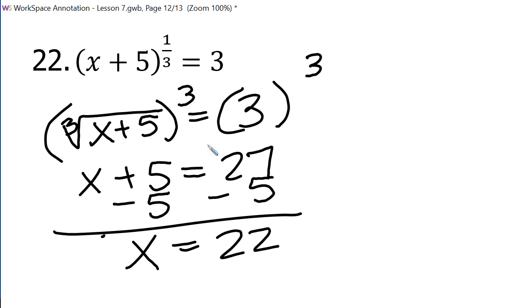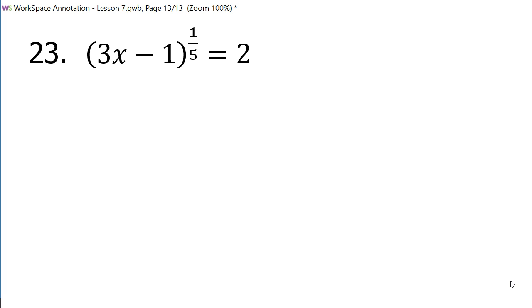One last problem. This one is for you. So I want you to solve this final equation. And for the final equation, inside the parentheses is 3x minus 1. It's being raised to the 1/5 power. It equals 2. Solve this one. We'll check your answers in a minute.